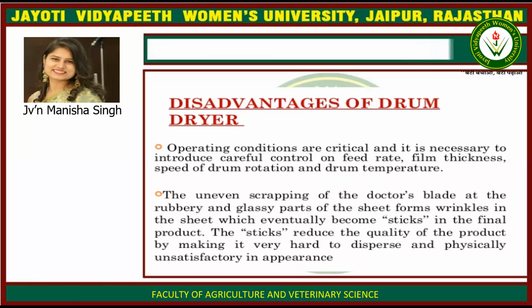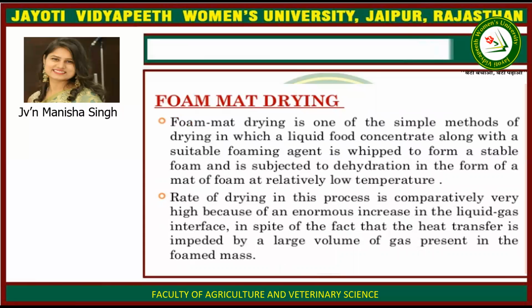Then disadvantages of a drum dryer: operating conditions are critical and it is necessary to introduce careful control on feed rate, film thickness, speed of drum rotation and drum temperature. The uneven scraping of the doctor's blade at the rubbery and glassy parts of the sheet forms wrinkles in the sheet, which eventually become sticks in the final product, and the sticks reduce the quality of the product by making it very hard to disperse and physically unsatisfactory in appearance.